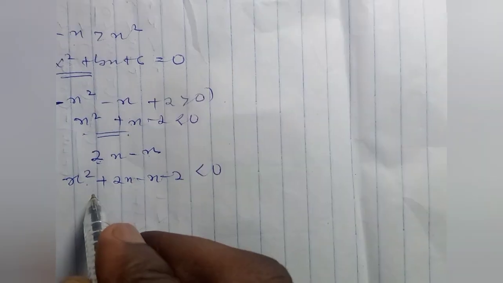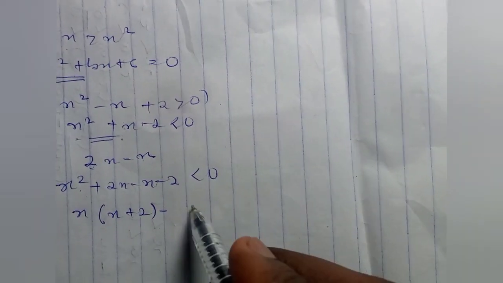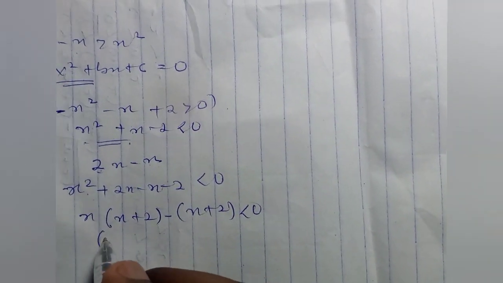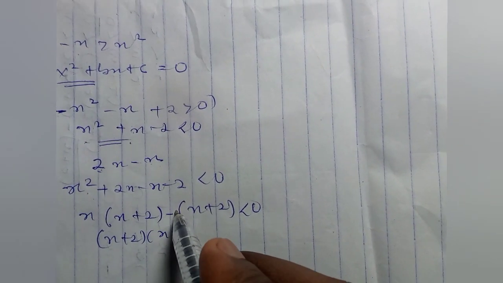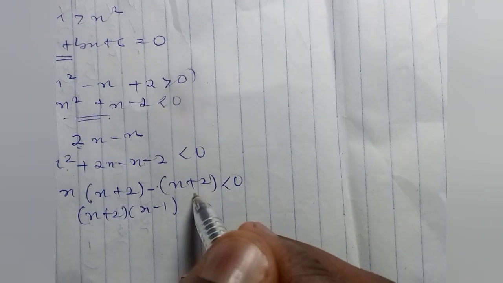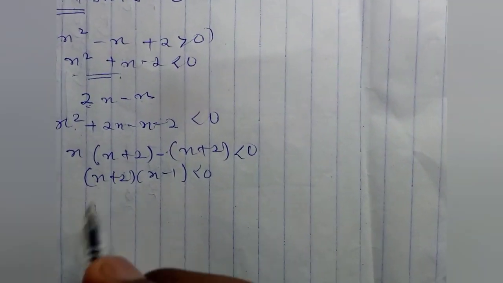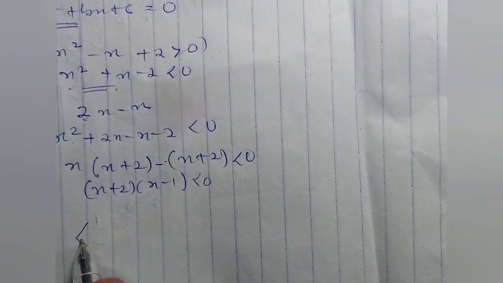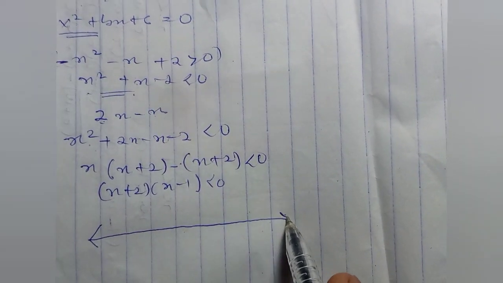Now we factorize x out: x times (x plus 2), less than 0. The shortening factor of x plus 2, also x minus 1, there's a 1 here, less than 0. Alright, let's get the solution on the number line.